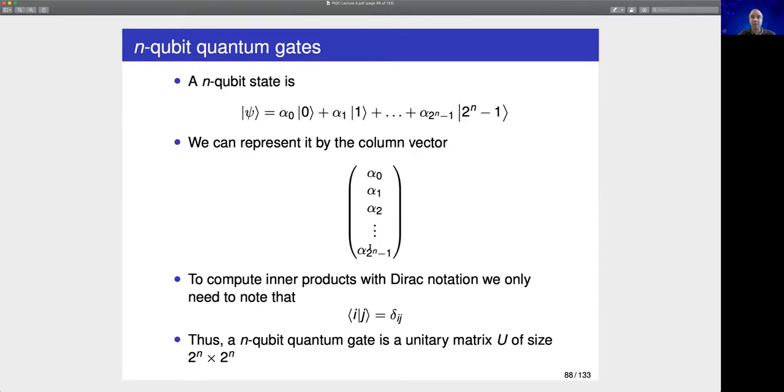Also remember that when we have the n qubit state represented in this Dirac notation, we can easily compute the inner product, because we know that all the states in the basis are orthonormal. They satisfy this condition here. If i is different from j, then this product is going to be 0. If i is equal to j, then this product is going to be 1. So this is the usual notation with the Kronecker delta. So if we have a state of this form, we can easily compute the inner product with another state also in Dirac notation by using this fact here.